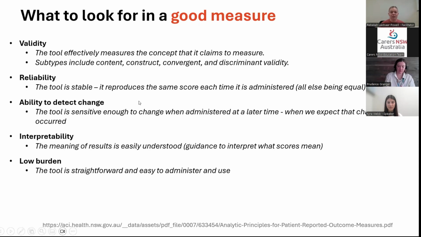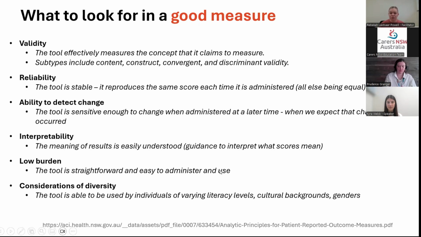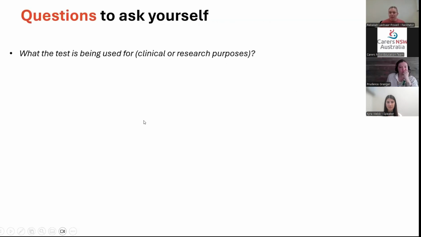We want to think about tools that have a low burden, that are straightforward and easy to administer, use and complete. And we also want to think about diversity, so making sure that we pick tools that can be used by individuals of varying literacy levels, cultural backgrounds and genders. Some of the questions to ask yourself when designing a study or thinking about how you might use measures in practice are: what is the test being used for? Is it for clinical or research purposes? What are the outcomes of greatest significance or importance in your program or project?